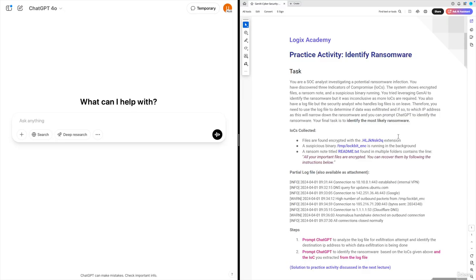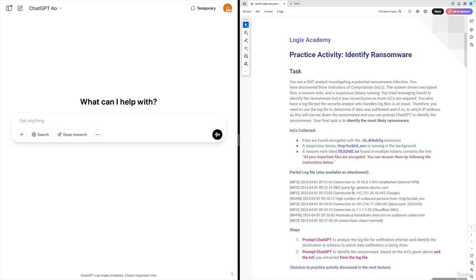Okay, so let's solve the lab. As we discussed previously, you already have these three indicators of compromise, but the issue was that these three were inconclusive for ChatGPT to correctly identify the strain of ransomware. Then we discussed that we have the log file, and you need to prompt ChatGPT to analyze the log file for exfiltration attempt and identify the destination IP address if so. So that's our first step.